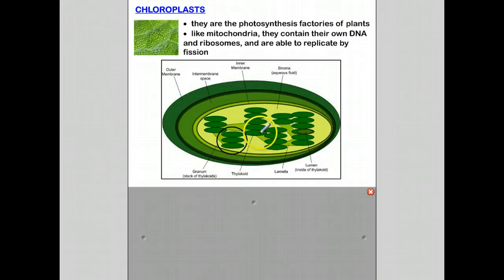So one of these is called a thylakoid. One stack of these is called a granum. Inside a thylakoid, you've got something called the lumen, which is kind of like the cytoplasm of that small structure, the inner space of the thylakoids. And then each of these stacks is connected by something called the lamella.